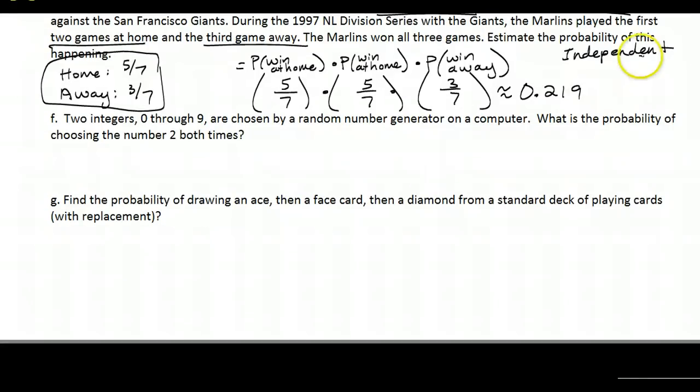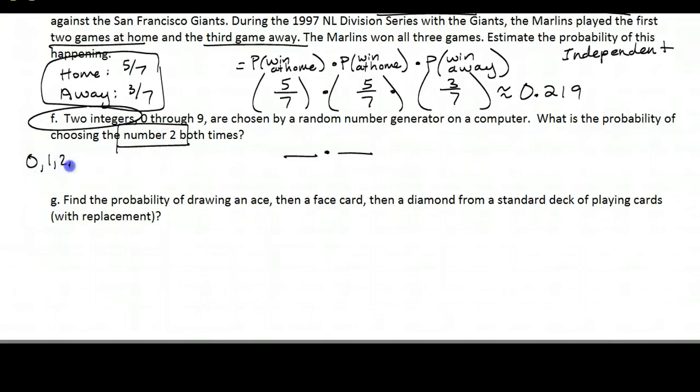One more, part F. 2 integers, 0 through 9, are chosen by a random number generator on a computer. So basically, it's just going to randomly spit out a number between 0 and 9. And 2 of them are going to be drawn. So I'm going to have 2 fractions. It says, what's the probability of choosing the number 2 both times? Okay, so my possibilities are 0, 1, 2, 3, 4, 5, 6, 7, 8, or 9. So there's actually 10 possible numbers.